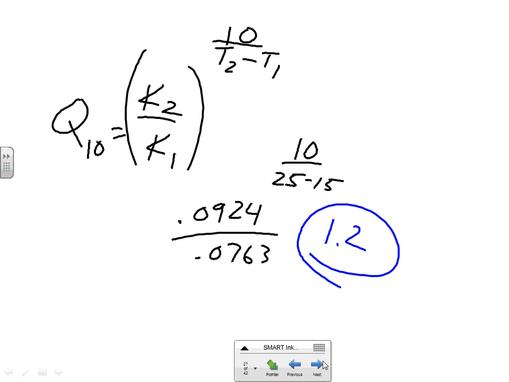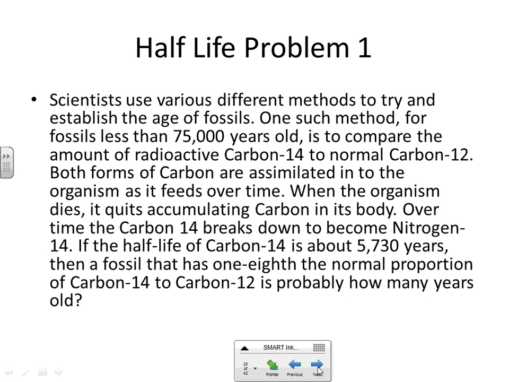All right, let's go to the next one. This is one that you saw in the last study session, and it's one that we really haven't done much in class. But it's an easy thing to do. Let's read through the problem first. Scientists use various different methods to try and establish the age of fossils. One such method for fossils less than 75,000 years old is to compare the amount of carbon-14 to normal carbon-12. Both forms of carbon are assimilated in the organism as it feeds over time.